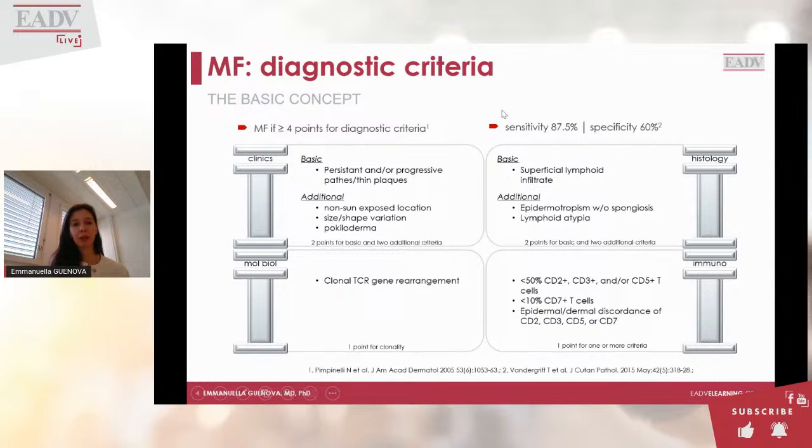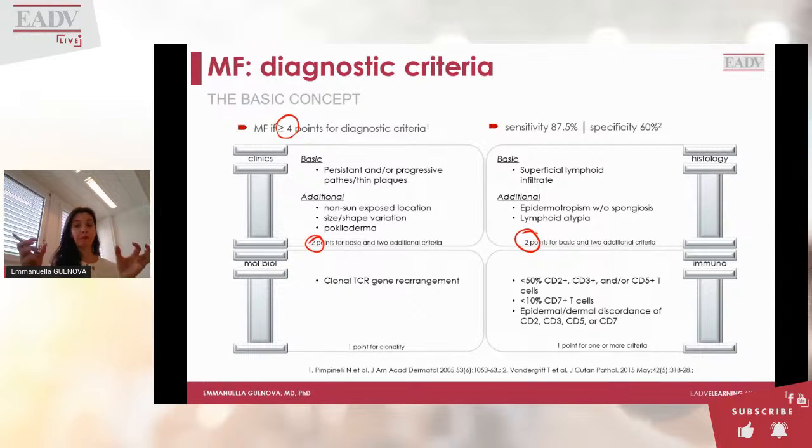And the second pillar, next to clinical appearance, will be the classical histology, hematoxylin eosin, which usually shows superficial lymphoid infiltrate, epidermotropism, with or without spongiosis, so be careful, spongiosis does not exclude lymphoma, and some lymphoid atypia. And having those 2 points for clinical and for typical histological appearance already makes the 4 points that we need for diagnosing mycosis fungoides.